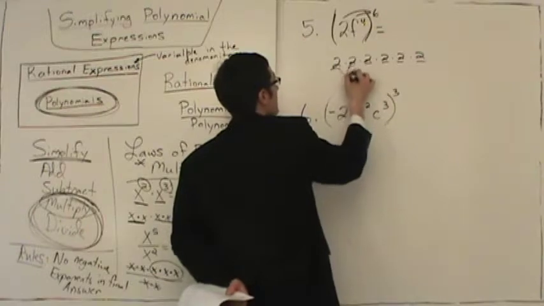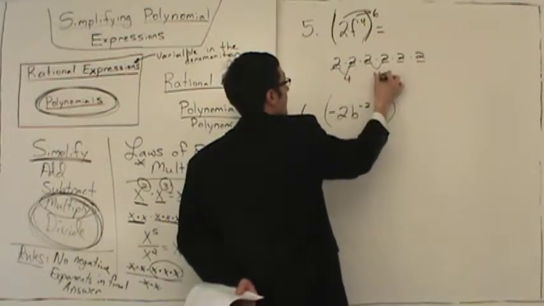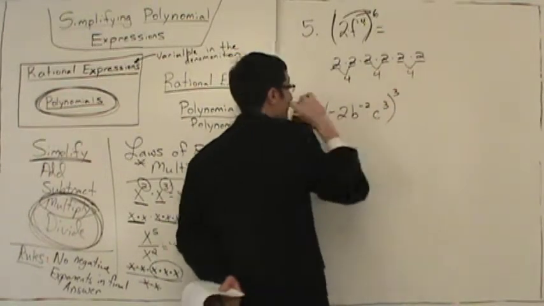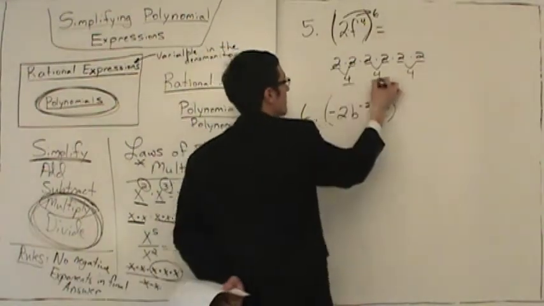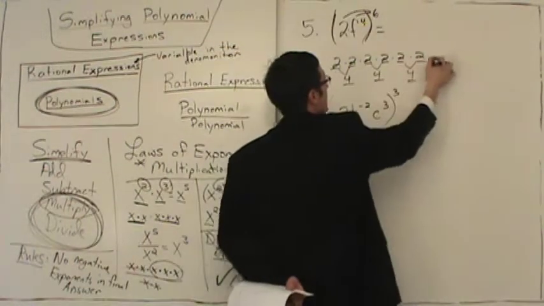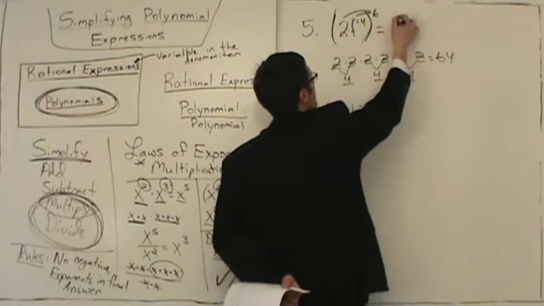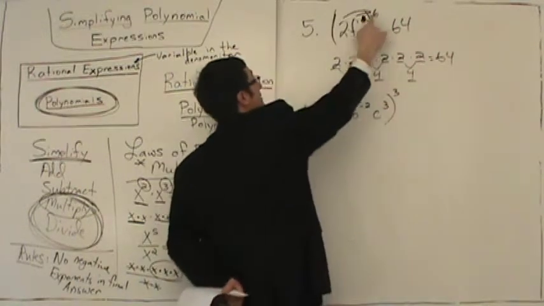2 times 2 is what? 4. 2 times 2 is what? 4, and 2 times 2 is 4. So we can pair them up. 4 times 4 is 16, times 4 gives 64. So we end up with 64, and now f to the 4th to the 6th.